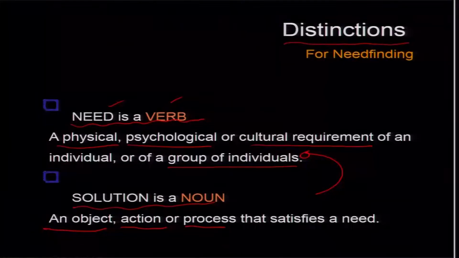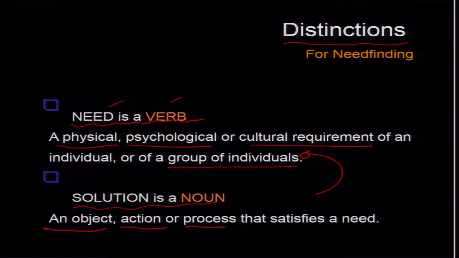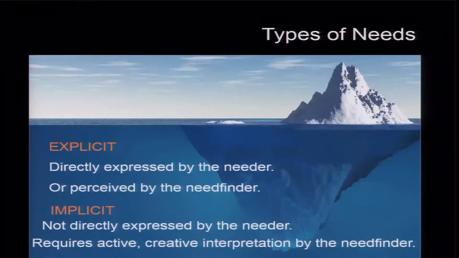So, the solution is basically an object, it could be an action or a process, and it would satisfy this physical need for some verb, or something which is an aspiration related to an individual. So, that is how you can classify the need statement, or make a need statement based on that. And as I told you earlier, these could be explicit or implicit.